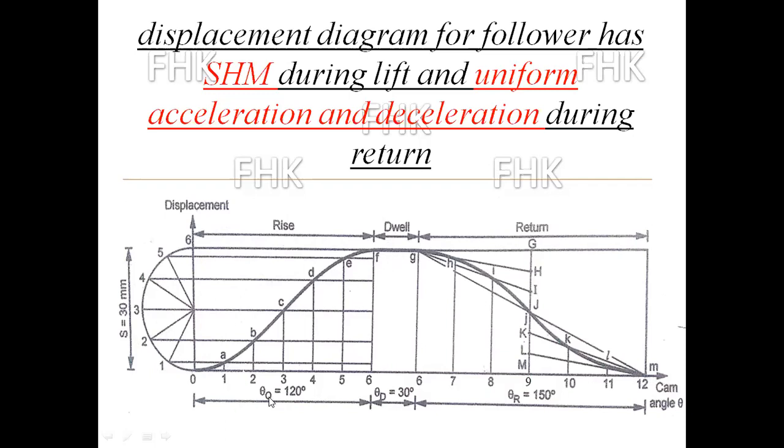The outward stroke is given as 120 degrees in the data, so I will draw it by taking a suitable scale. 10 degrees equals 1 centimeter, so this 120 degrees becomes 12 centimeters. The dwell period is given as the next 30 degrees, so this line will be 3 centimeters, and the return stroke is 150 degrees, so this line will be 15 centimeters or 150 mm.